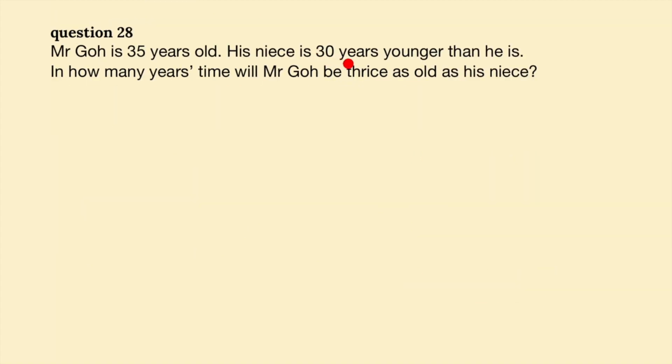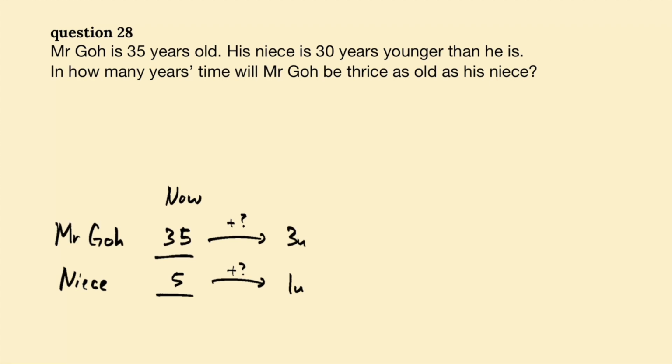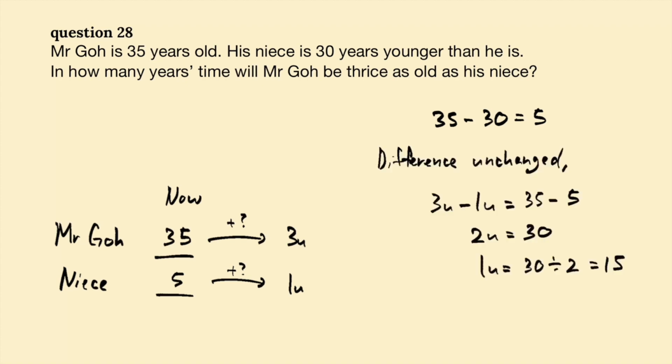Mr. Goh is 35. His niece is 30 years younger than he is. Well, the niece is 30 years younger. Okay, so we know the age difference. And 35 right now, the niece is 5, so we can just do some simple subtraction here. In how many years' time will there be 3u and 1u? Well, the age difference is 30, so 2 units therefore is 30. 1u is therefore 15. How many years' time is that? This is 15, this was 5, so the answer is 10.